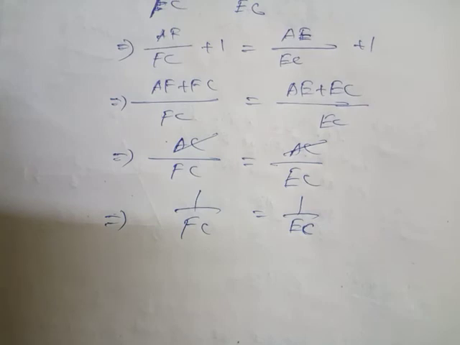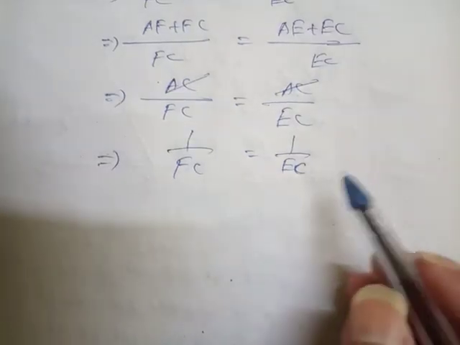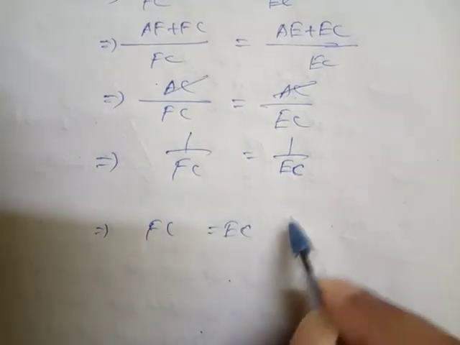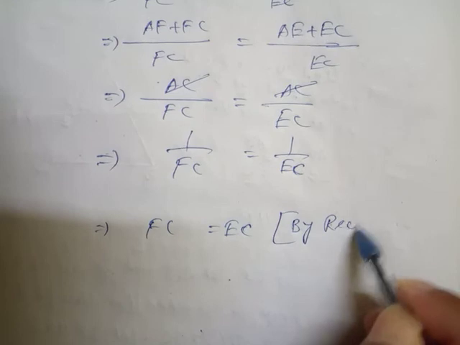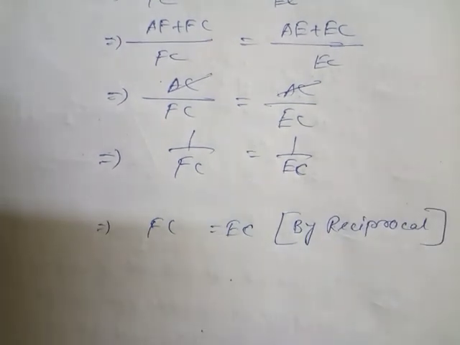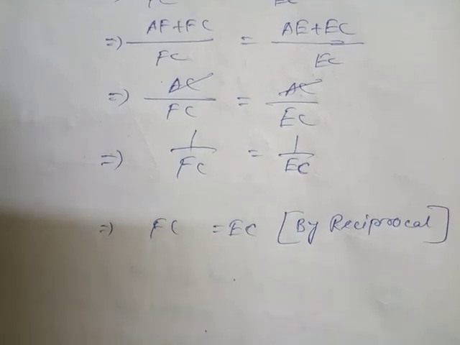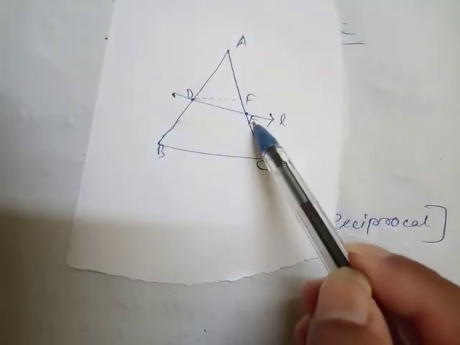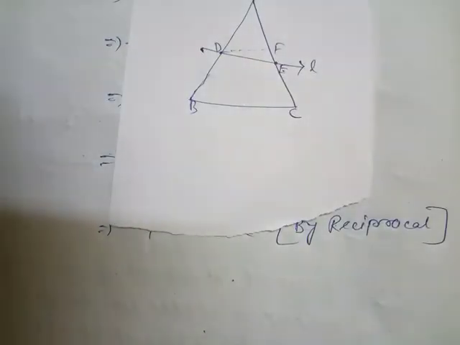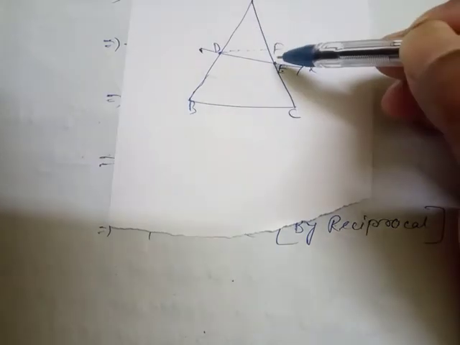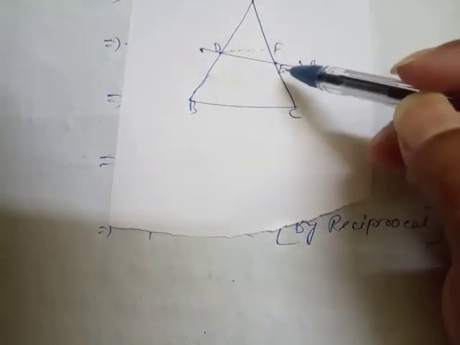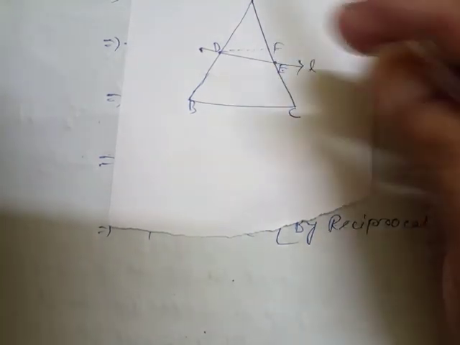Now look, if I take the reciprocal here, then FC equals EC. We'll write here by reciprocal, FC equals EC. Now look, in the diagram, FC equals EC. But this is possible only if E and F coincide. FC and EC are equal only if E and F coincide.